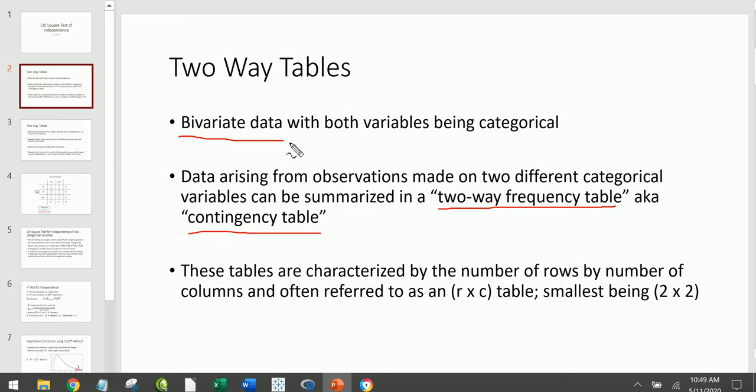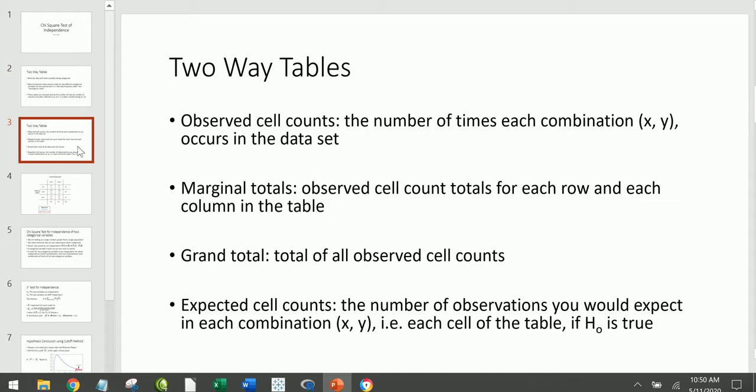Okay, these tables can be categorized by the number of rows they have and the number of columns. So oftentimes you'll hear them referred to as R by C tables, row by column. The smallest one you can possibly have is a 2 by 2 table, which occurs in a case where both of your categorical variables have two levels. So you end up with two rows by two columns. Okay, we're going to look at one of these tables shortly, but let's talk a little bit more about them.